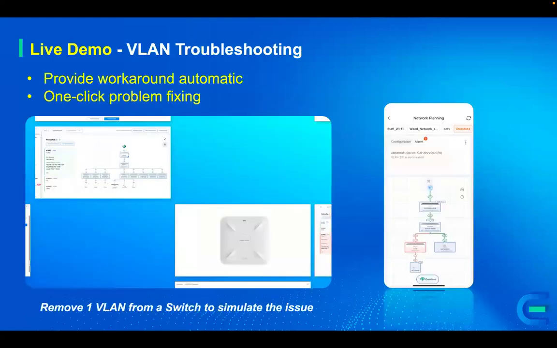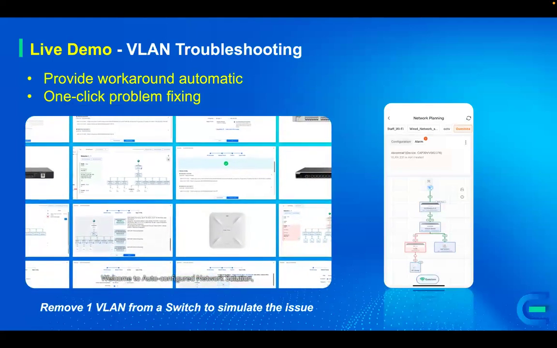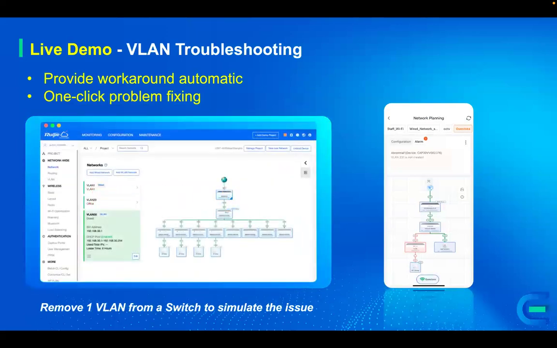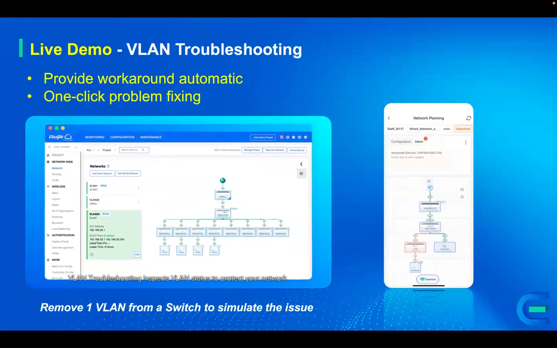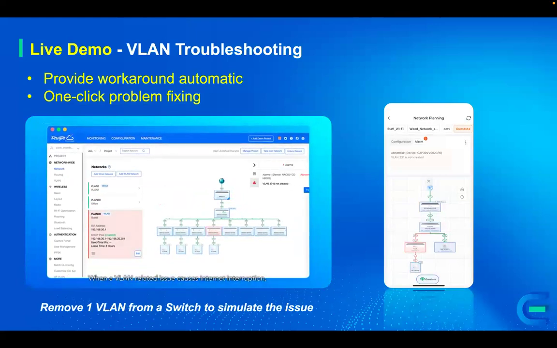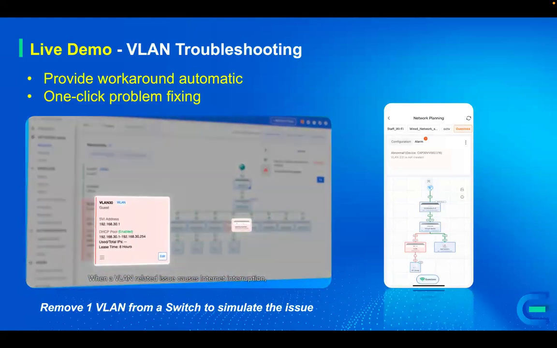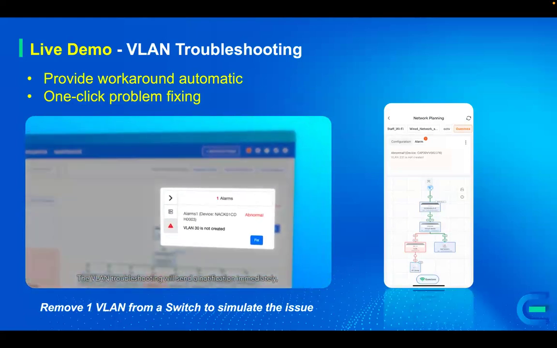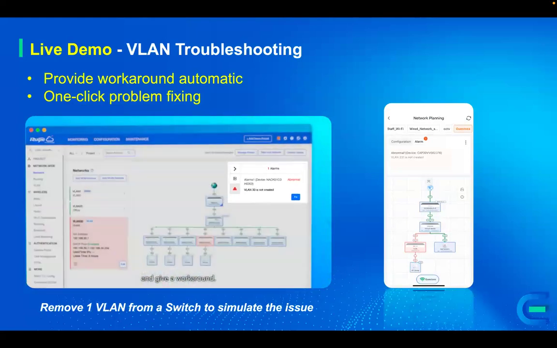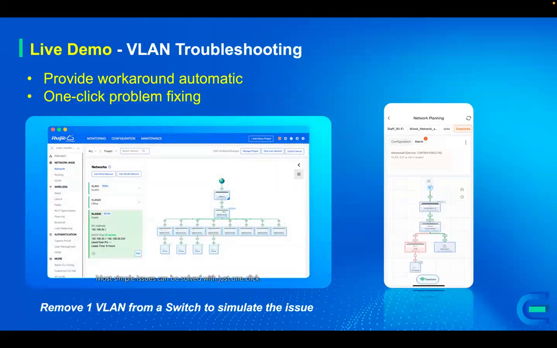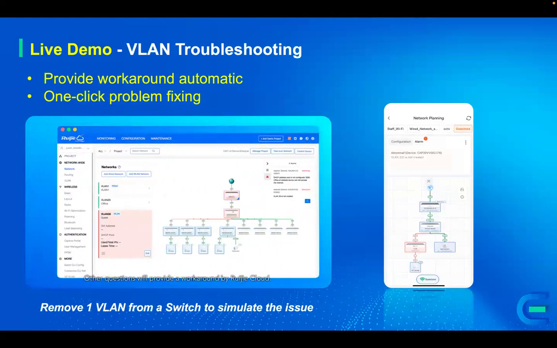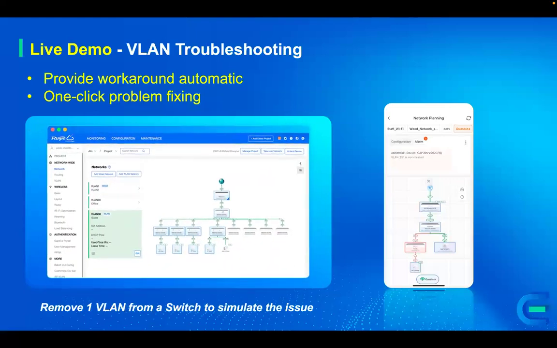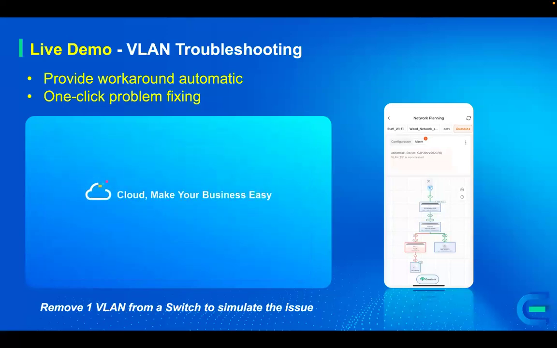So now VLAN troubleshooting. Welcome to Auto-Configured Network Solution, a world-leading feature powered by Ruijie Cloud. VLAN troubleshooting inspects VLAN status to protect your network. When a VLAN-related issue causes internet interruption, such as VLAN configuration missing between different switches, the VLAN troubleshooting will send a notification immediately and give a workaround. Most simple issues can be solved with just one click. Other issues will get a workaround from Ruijie Cloud. Cloud. Make your business easy.